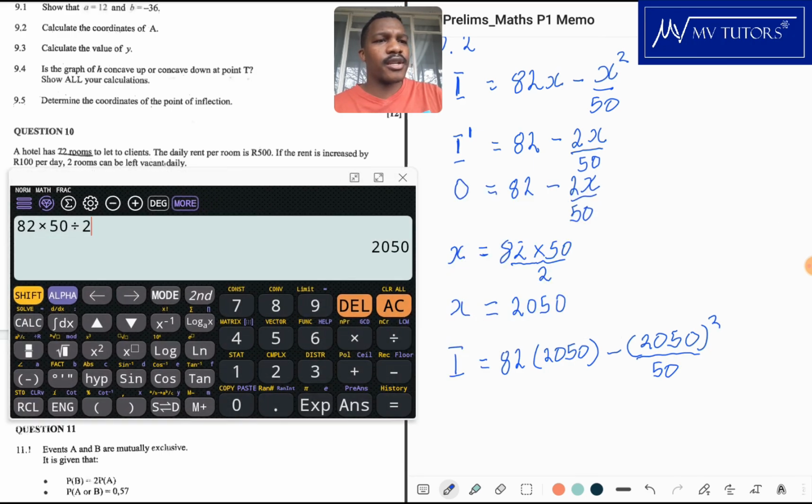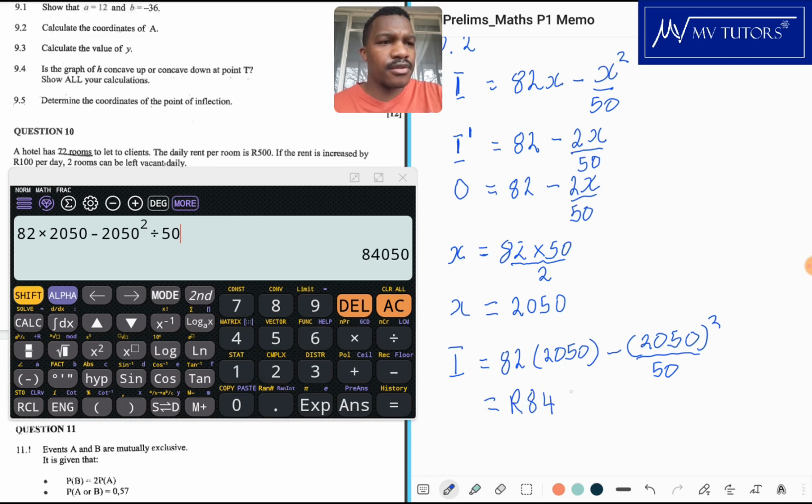Okay, let's bring out our calculator. So we've got 82 times 2050 minus 2050 squared, and all of this divided by 50. Okay, and then we get that the income is, remember this is in rands, 84,050. There we go. That's our maximum income.